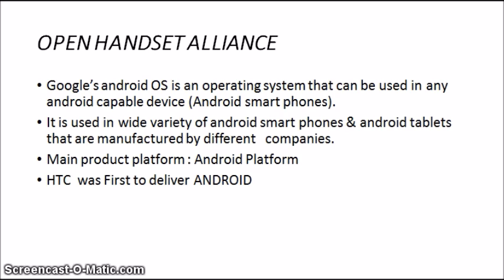Google's Android OS is an operating system that can be used in any Android capable device. It is used in a wide variety of Android smartphones and Android tablets. They are manufactured by different companies like Samsung and HTC. The main product platform is the Android platform. HTC was first to deliver Android.